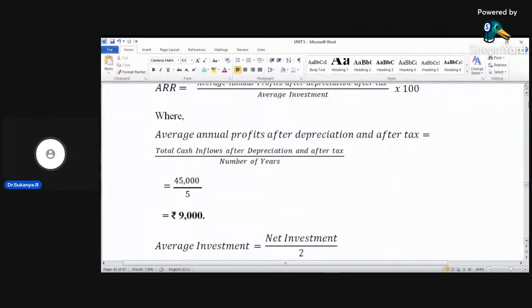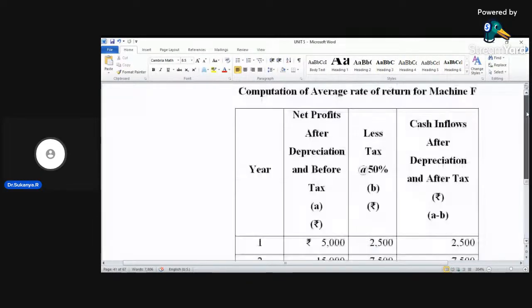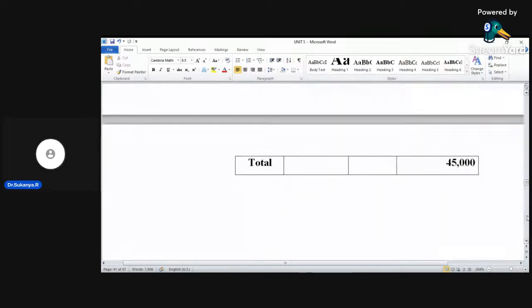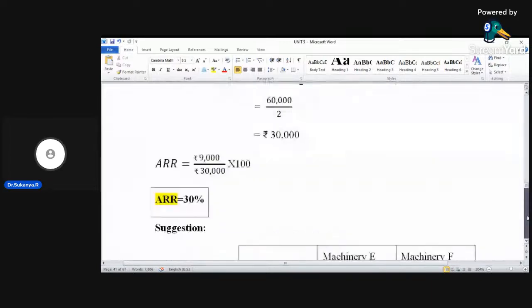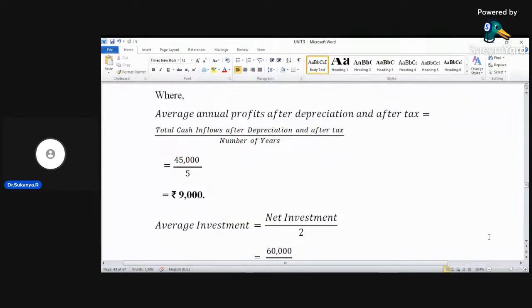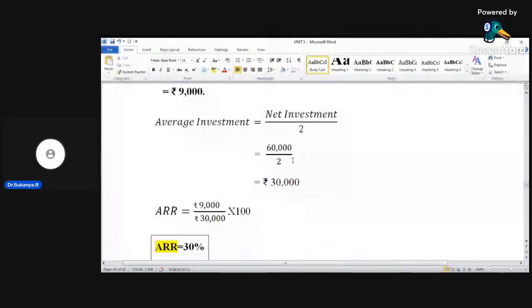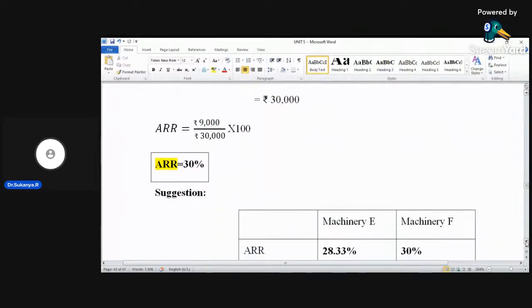Okay. So here I had made this calculation, right? See, you get here 45,000 is the total. After reducing tax, whatever values we got, we have to take a total of that. So 45,000 divided by the number of years. Okay, that is how many years? 5 years. So you get 9,000. What is the denominator? Average investment. Dear students, average investment is net investment divided by 2, which will be 60,000 divided by 2, which is 30,000. So ARR will be 9,000 divided by 30,000 multiplied by 100, which will give you 30%.